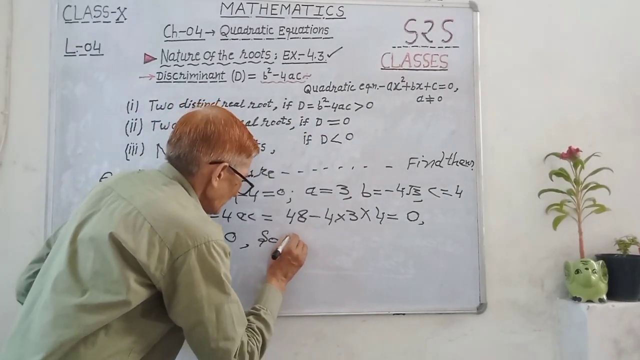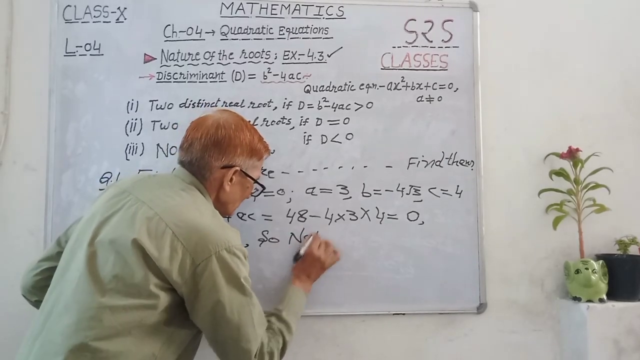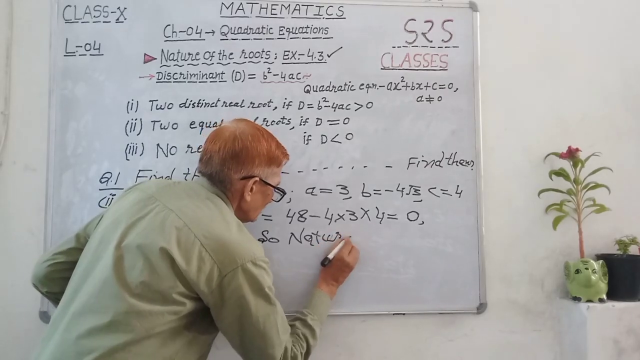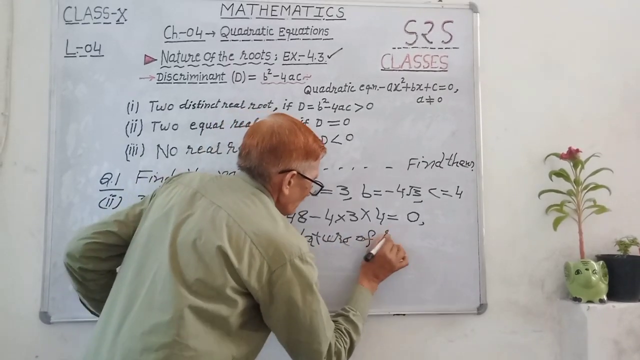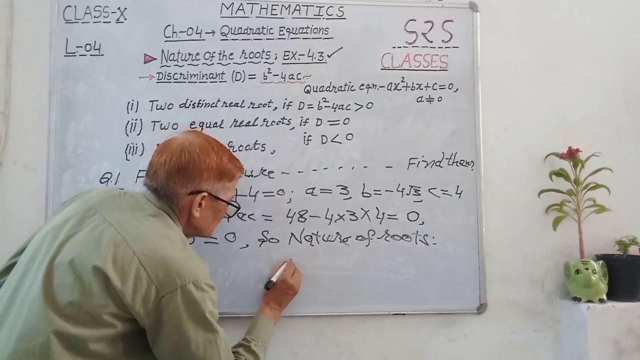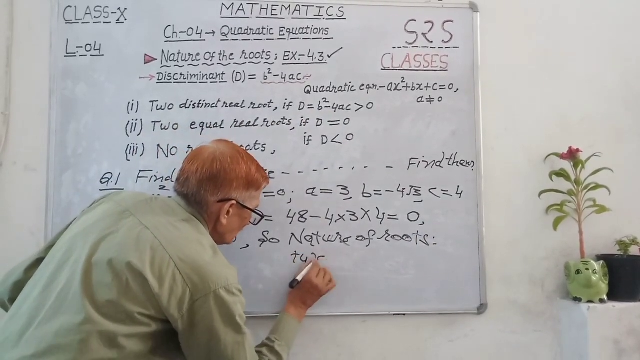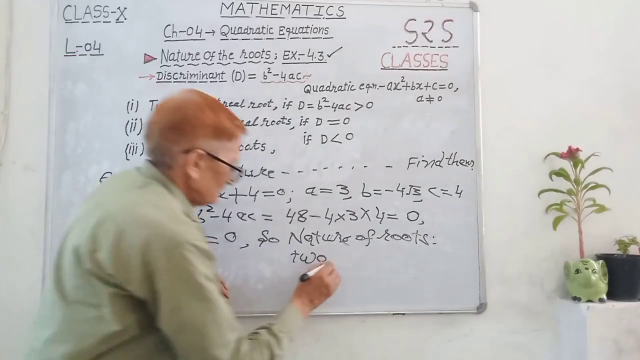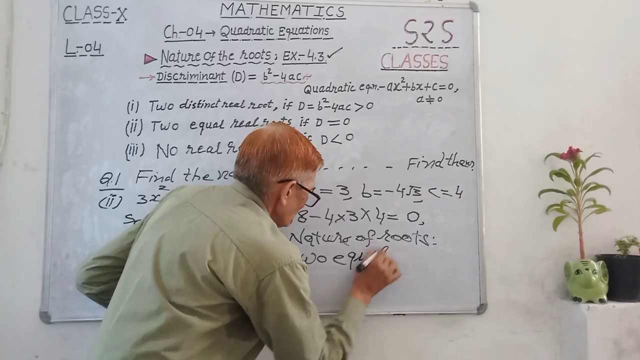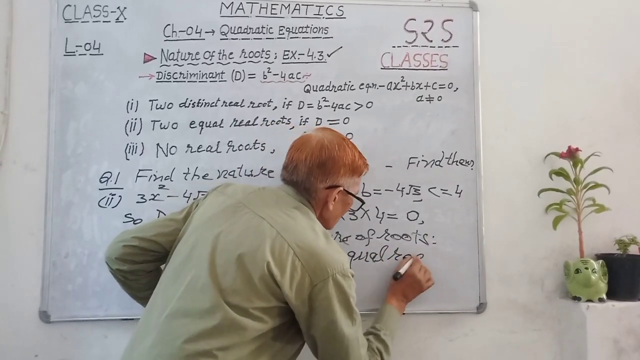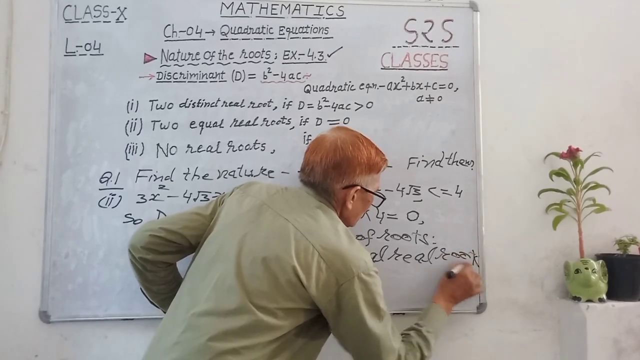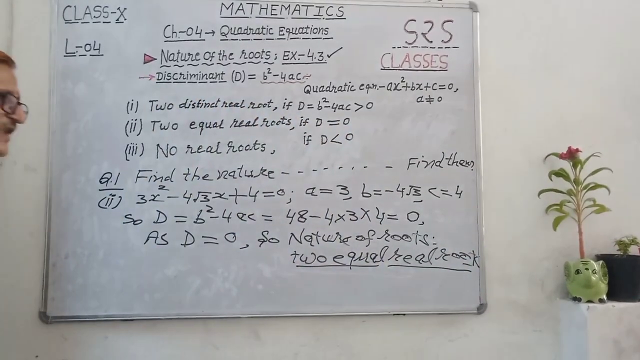So the nature of roots, we should write as a full sentence. What is the nature of roots? Two equal real roots. That means roots exist, so then we have to find them.